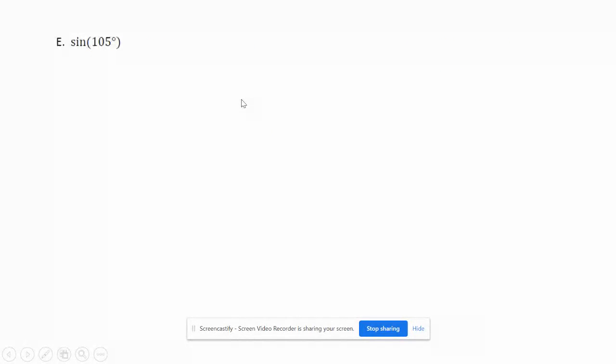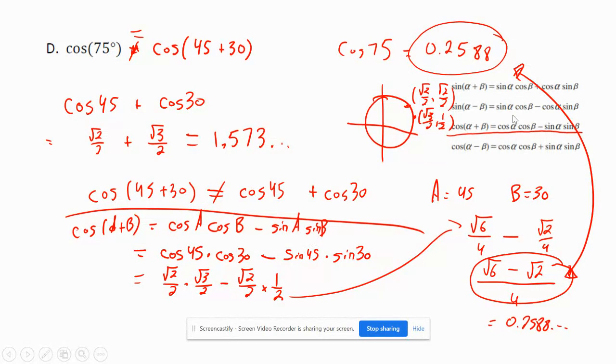Okay, example E. We have sine of 105 degrees. Similar idea, where we want to go sine of 45 plus 60, and 45 plus 60 is 105. The trick to these questions is to find two values on your unit circle that add to make 105. So back to our previous page, we're going to use the sine A plus B identity, which is right on your formula sheet as well.